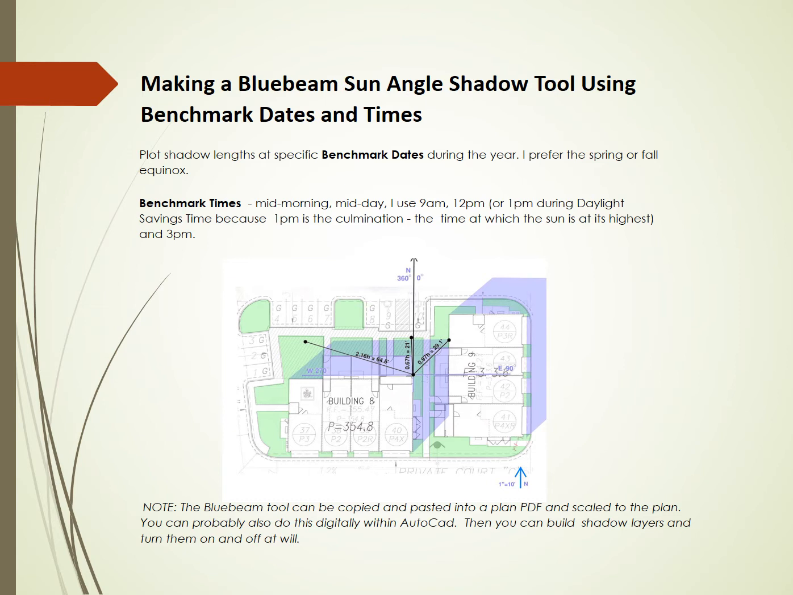I have chosen the spring or fall equinox in March or September because the sun angles are neither at their highest or lowest points, and the angle azimuths are neither at their widest nor narrowest dimensions. I have chosen 3 times of day, mid-morning, midday, or the sun's highest point, and mid-afternoon as the benchmark times. So 9 a.m., noon, or 1 o'clock if it's daylight savings time, and 3 p.m.